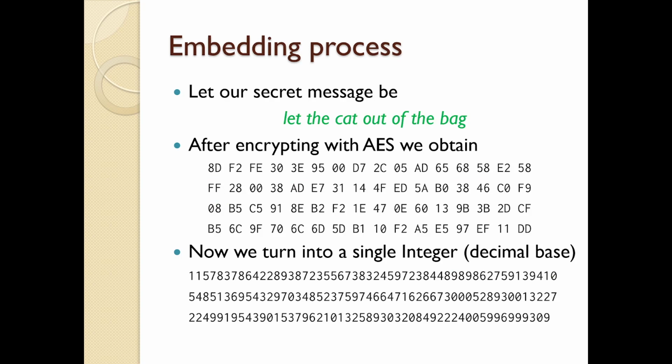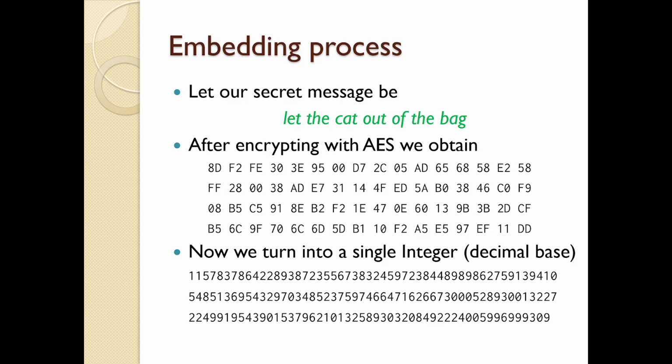Let our secret message be "let the cat out of the bag". After we encrypt the content with AES, we obtain a ciphertext that we can see now on the screen. This ciphertext is encoded with standard ASCII characters. In the first stage, we want to transfer this encoding into a single integer encoding. I mean, change the encoding base to the decimal base.